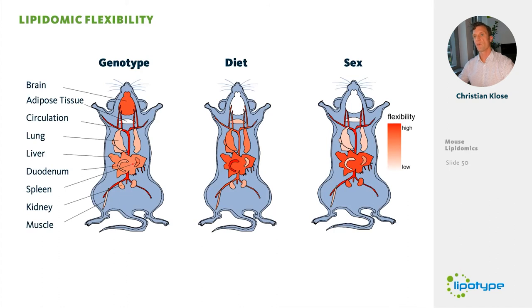On the other hand, we have organs that do not respond to some of these conditions, like for example, the brain. In the brain, we don't see any flexibility in response to diet or sex, but we see a very strong impact of the genotype on the brain lipid composition, and that we found quite interesting. Similarly, for adipose tissue, we also have a very specific effect imposed by the diet, but we don't get a genotype-induced or a sex-induced effect in the lipid composition of the adipose tissue.